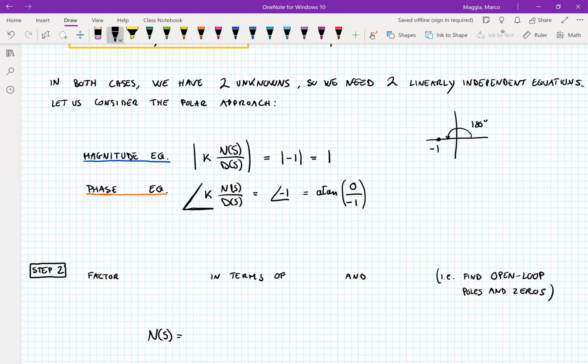But the calculator only gives you values between minus 90 and plus 90 degrees, so it will never give you 180 as a response. So you have to be careful because of the sign of the denominator. That's why it's always good to draw it on the S-plane. With a negative real part, you have to be either on the second or on the third quadrant. So you have to add 180 degrees to whatever value your calculator is giving you if your denominator is negative. So in this case, we have 180 degrees.